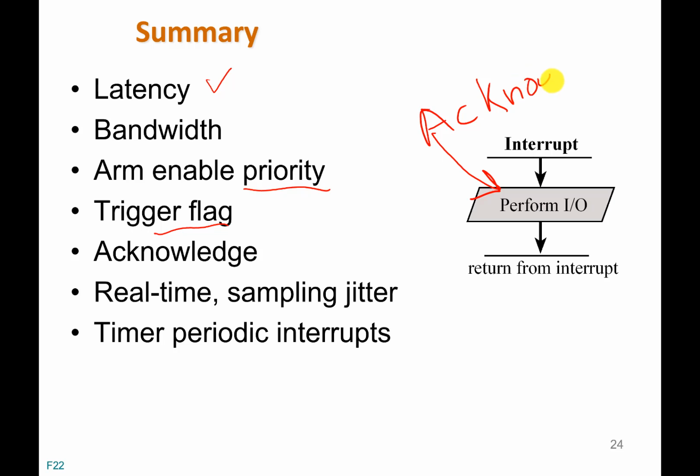The software typically will clear the interrupt by doing an acknowledge. In the first couple of passes through interrupts in this class, we're going to use timer, and therefore when you use a periodic timer to produce regular-rate software execution, you need to be able to calculate, understand, and minimize jitter. All right, have fun.